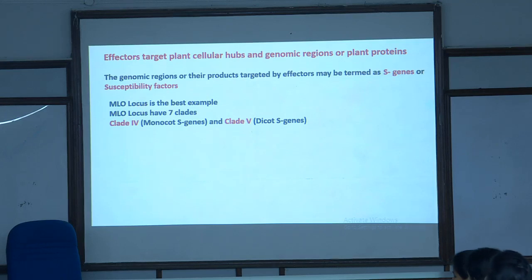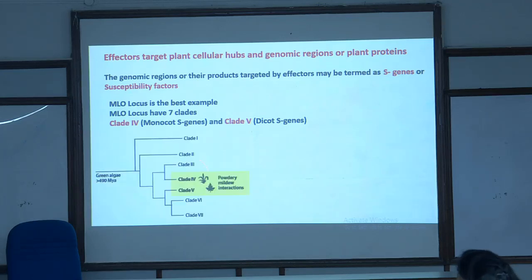So the MLO locus is the best studied one, and there are 7 clades, and clade 4 and clade 5 are so important because this clade 4 group of S genes assists a powdery mildew pathogen to cause disease in plants, especially in the case of monocots. Remember, powdery mildew of wheat is the number 1 problem in many places, right? Powdery mildew of wheat, Blumeria graminis forma specialis tritici, right? And clade 5 is for dicots. We have powdery mildew in a number of dicot plants also, right?